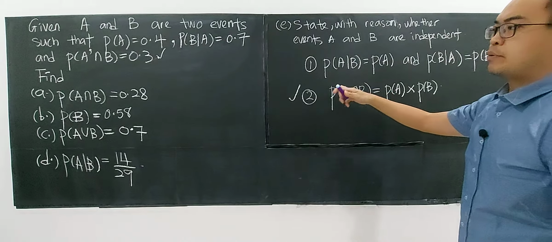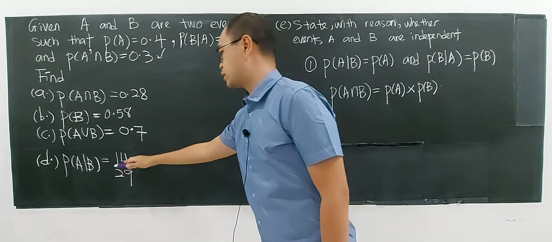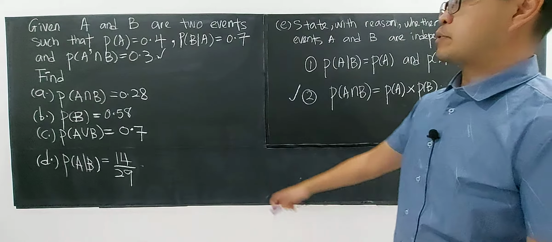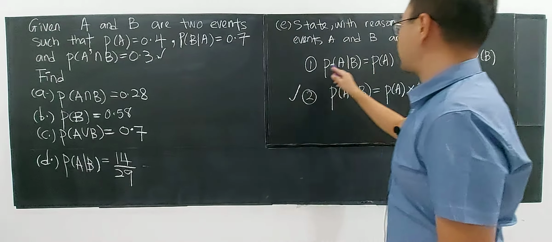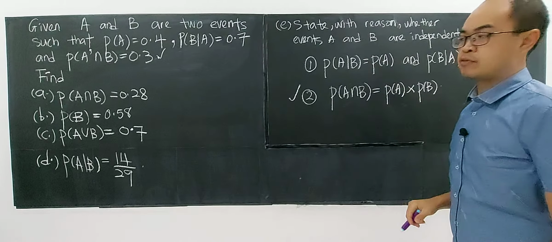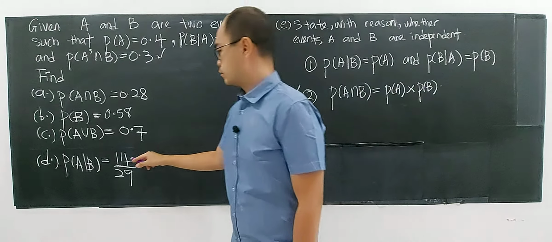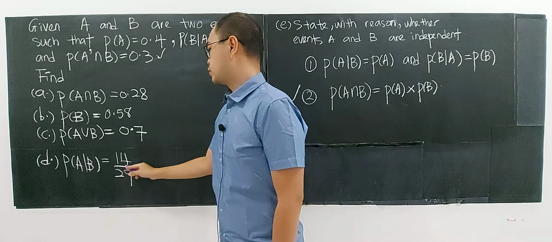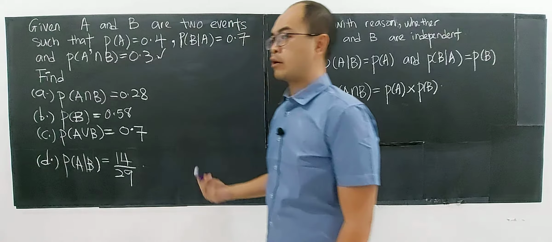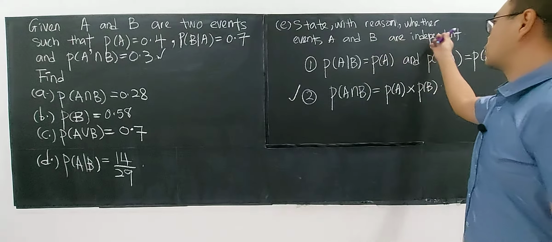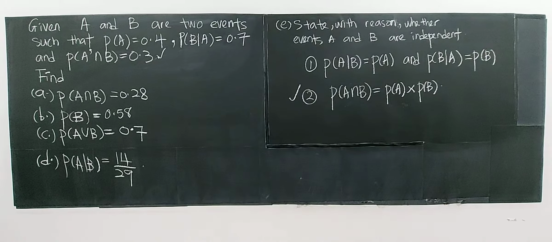As you know, the probability of A given B is 14 over 29. Is it the same as the probability of A? If it's independent, the probability of A given B is the same as the probability of event A. If you look at this, 14 over 29 is not the same as 0.4. This already tells us that A and B are not independent, or we say they are dependent.